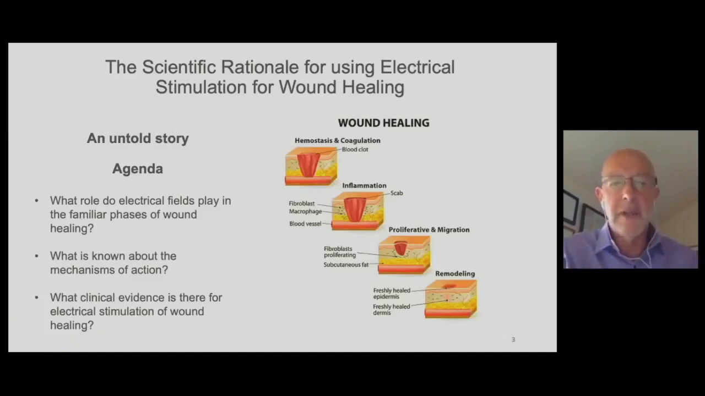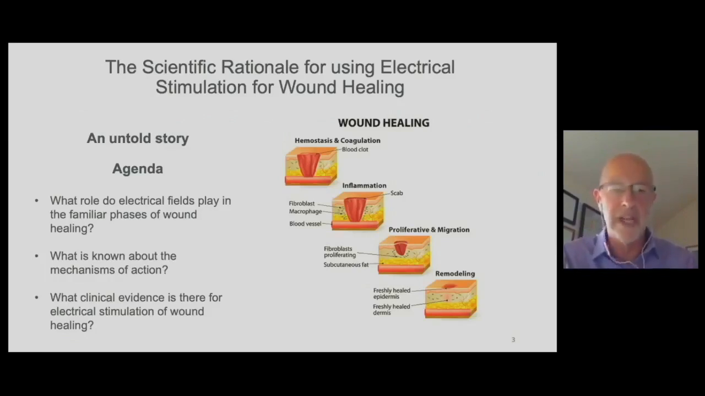Now, electrical stimulation for wound healing is a bit of an untold story. I've worked for 25 years in tissue repair and wound healing, and although I was aware of it, I never really paid it much attention. So I hope after today's webinar, you'll agree with me that it's actually a really interesting area and worthy of your future attention.